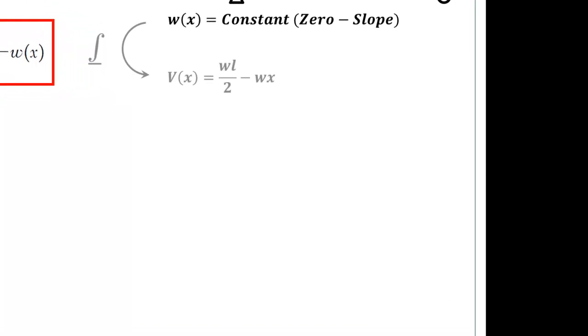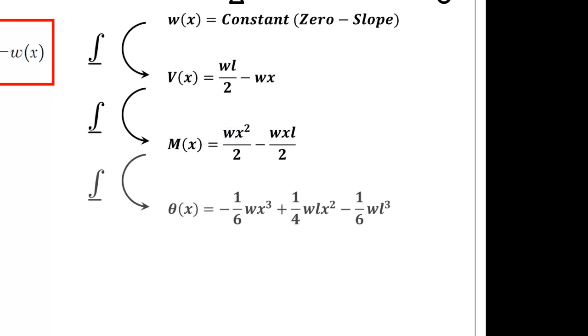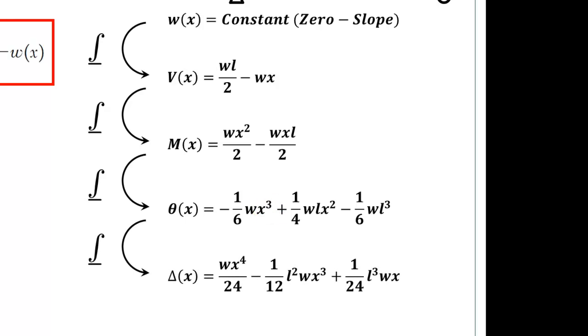Now, if I integrate this once, I will get the shear equation, and we notice it started with a constant. The shear equation has an x term to the power of 1. If I integrate it again, I will get the moment equation, and we see the moment equation will have x to the 2nd power. Let's integrate it again, we will get the rotation equation, and now we have x to the 3rd power. And if we integrate one more time, we'll get the deflection, or the elastic curve equation, that's delta x, and we see that x here is to the 4th power.